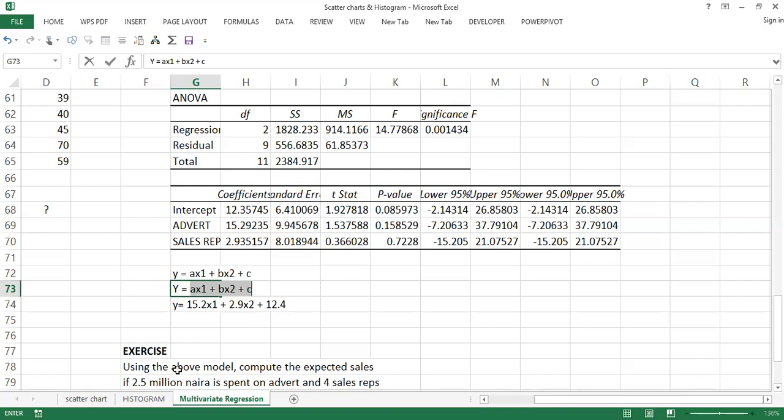Y equals, just tell me if you know what I'm doing. 15.2 X1 plus 2.9 X2 plus what? Plus 12.4. So that's the model, right? That's the model.